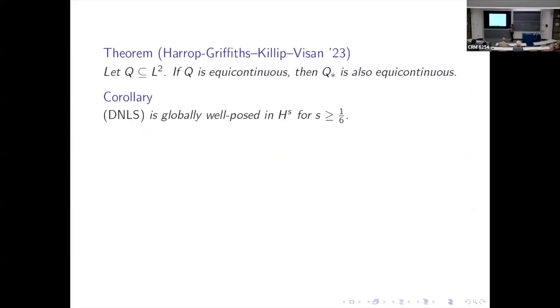Shortly after that, Ben, together with Rowan and Monica, were able to remove this mass assumption on the equicontinuity result, and that immediately yielded global well-posedness in H^s for s greater or equal to 1/6 for large data.